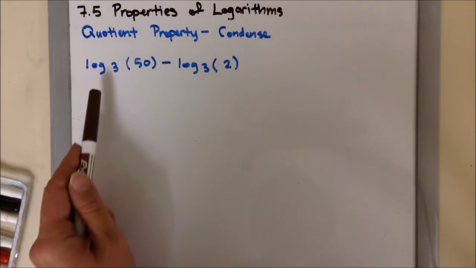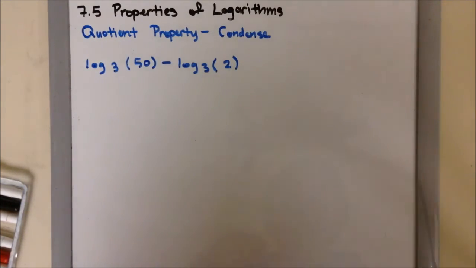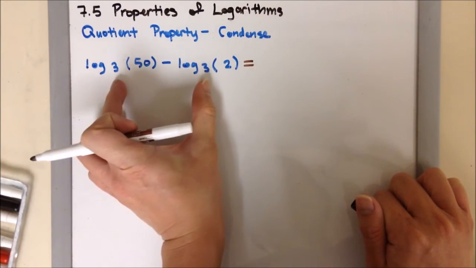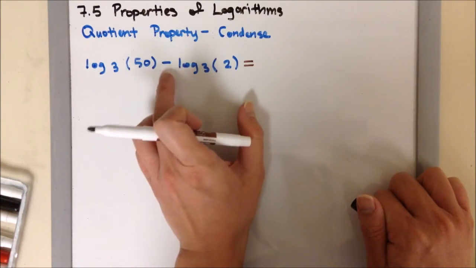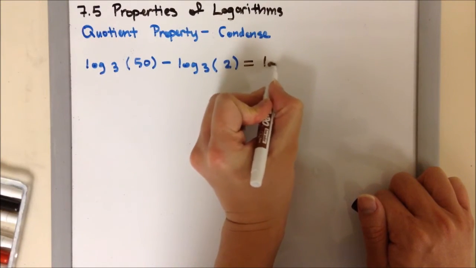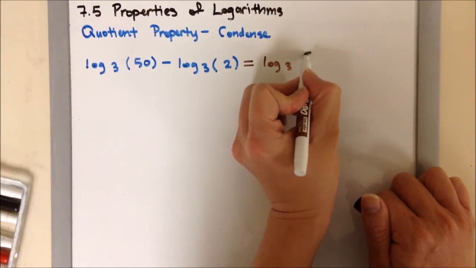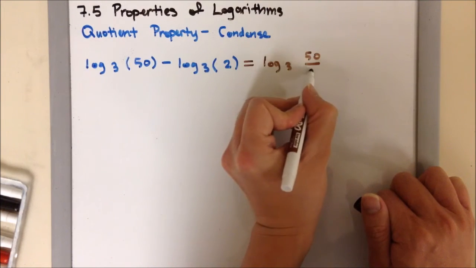In this example, I have log base 3 of 50 minus log base 3 of 2. If I were to condense it, check to make sure you have the same base, which we do. Then we can use the quotient property because it's minus. So log base 3, since the 50 is written first, I'm going to write 50 in the numerator. Then it's going to be over what's written second, which is a 2.